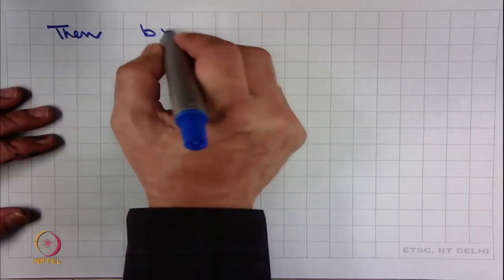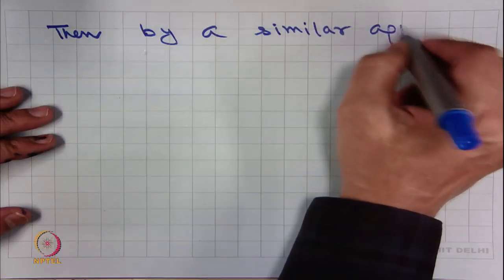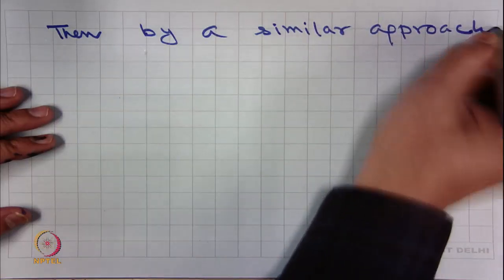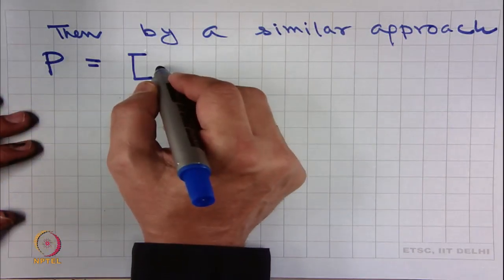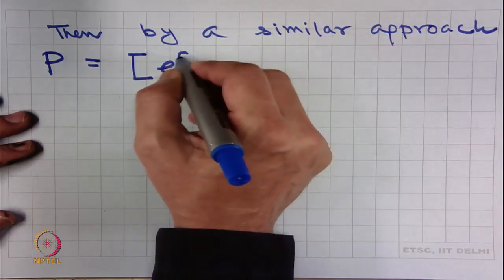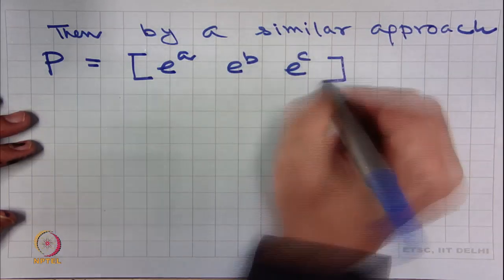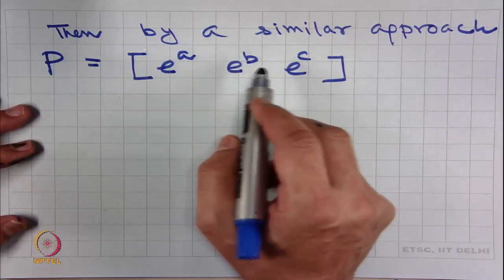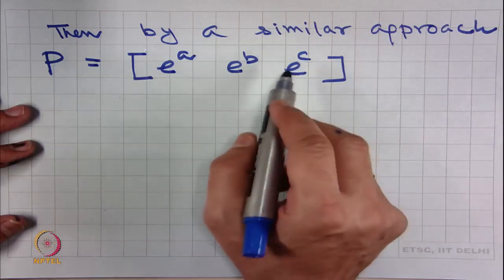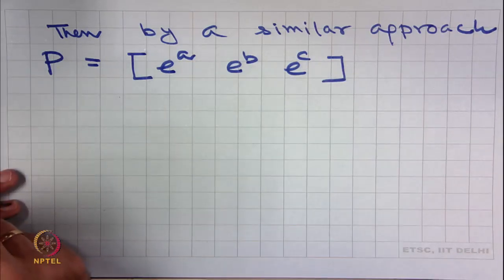Then, by a similar approach, P can be the triangular fuzzy number e to the power a, e to the power b, e to the power c. Since all a, b and c are positive, exponentiation is an increasing function. So, we need not worry about their relative ordering, and we are going to get this.